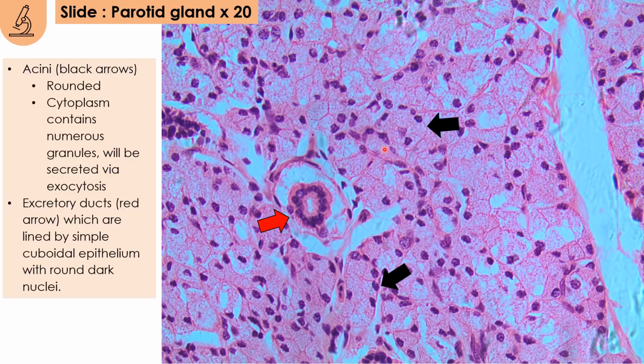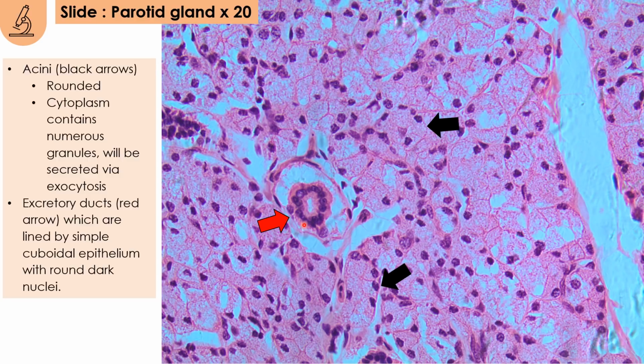the secretory portion. And if you can see, this duct is formed by cuboidal cells. You can see it's a single layer of cuboidal cells in this case. You can see the nucleus is dark and round and located at the center of the cells. So this is an example of the cuboidal epithelium. But for the duct, it depends.